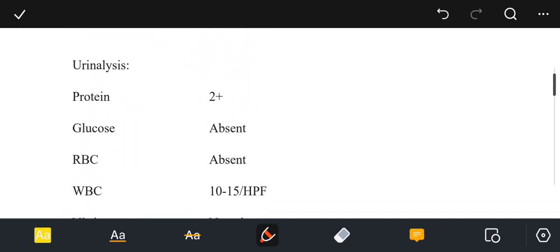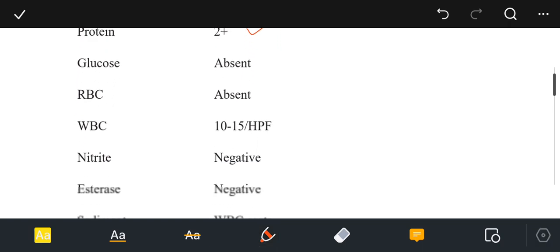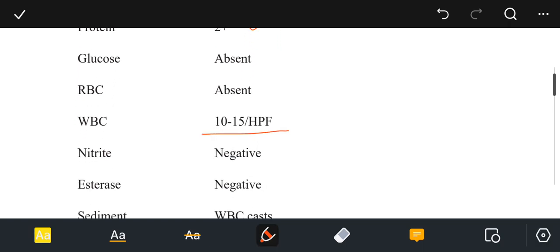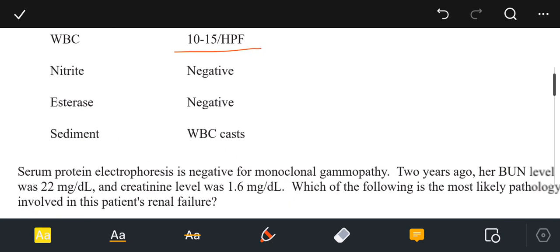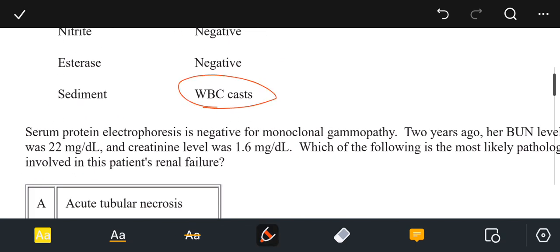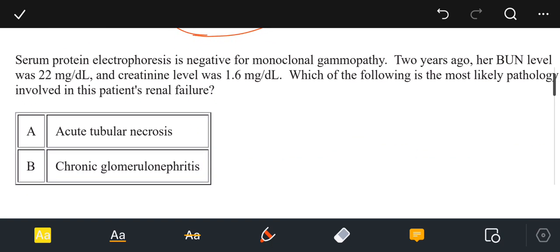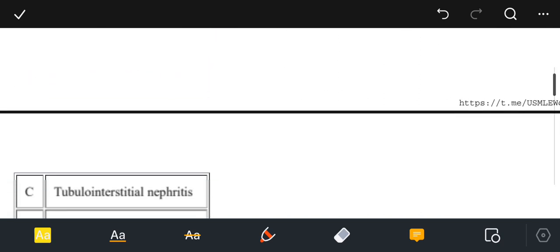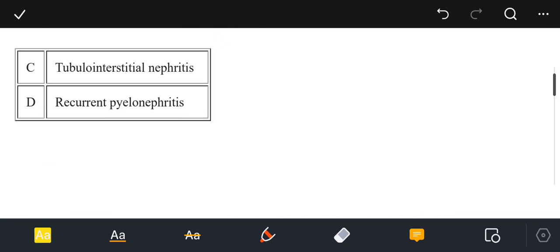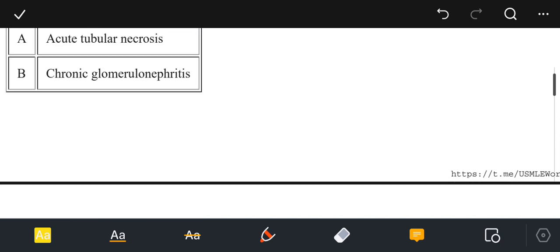Urinalysis shows protein 2 plus. Glucose is absent, RBCs are absent, WBCs are present, that is 10 to 15 per HPF. Sediment shows WBC casts as well. The serum protein electrophoresis is negative for monoclonal gammopathy. 2 years ago, her BUN level was 22 milligrams per deciliter and creatinine level was 1.6 milligrams per deciliter. Which of the following is the most likely pathology involved in the patient's renal failure? The options are acute tubular necrosis, chronic glomerulonephritis, tubulointerstitial nephritis, or recurrent pyelonephritis.